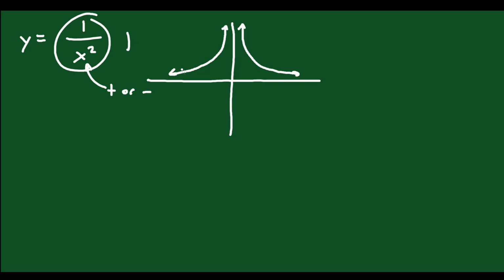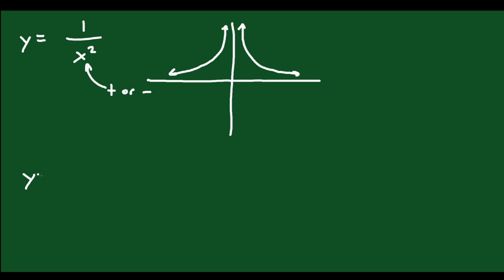Because when you square a positive number, or if you square a negative number, they're both going to become positive, right? So you only get positive y values, so you only have curves up here in the positive y values section of your function, right? Those top two quadrants, okay? So hopefully that makes sense.